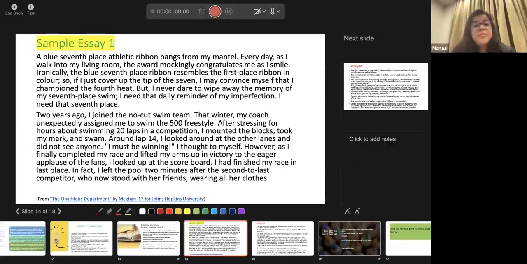See, cover up, blocks, other lanes, arms up, seventh place, all these details are given there. In this short piece of writing, the writer conveys her inadequacies by calling it her imperfection. Now see here, she's talking about, but I never dare to wipe away the memory. Now, this is telling you why she has kept that seventh place ribbon, and she herself has kept it. Now, you are clear. She's the one who's kept it there because she wants that daily reminder of her imperfection. She needs that seventh place.